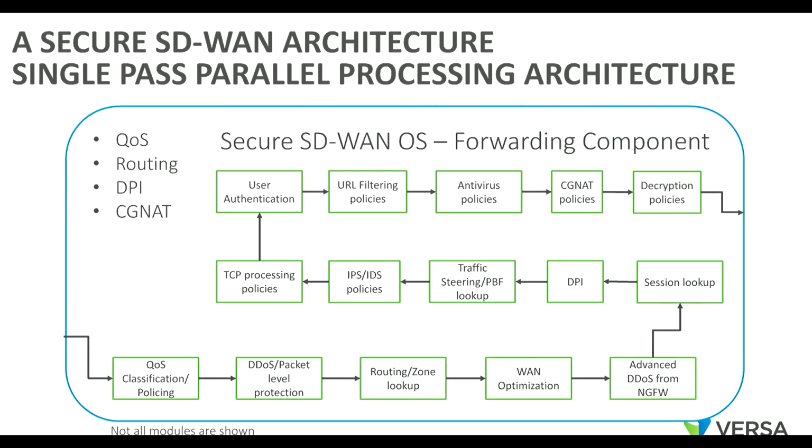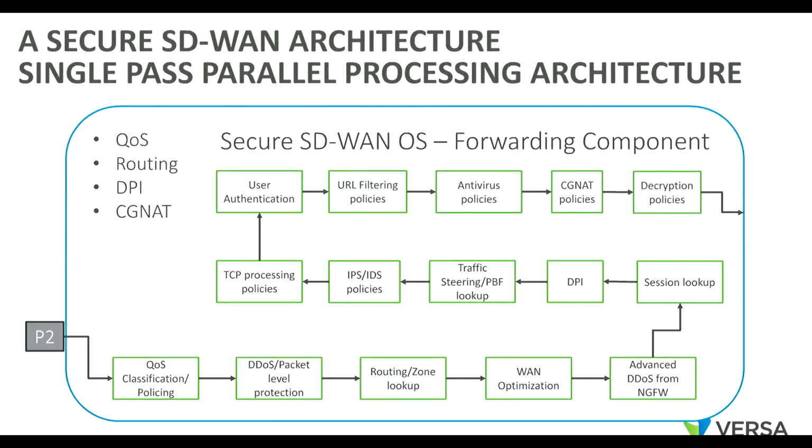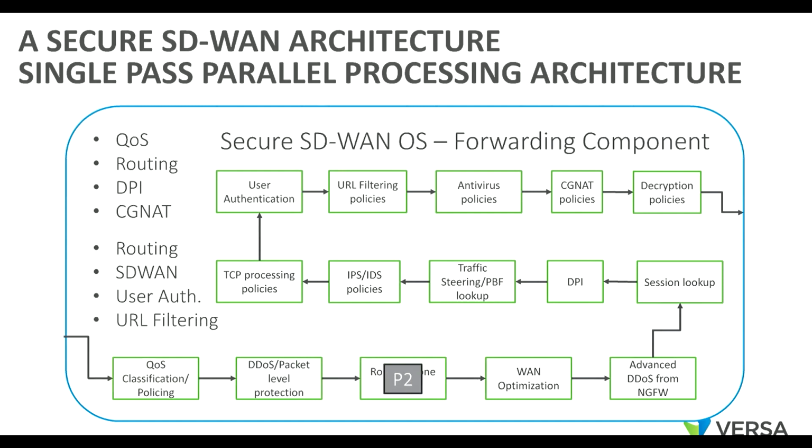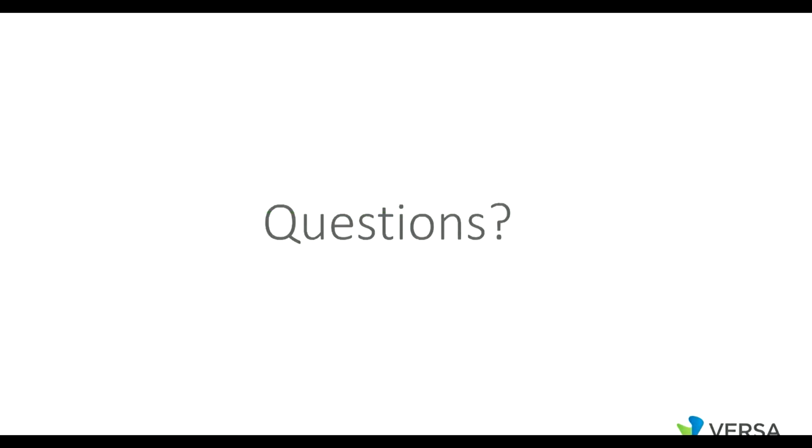Another flow comes up, and all it wants to do is routing, SD-WAN, user authentication, and URL filtering. Then only those modules are asked to work on the packet. So you can see, this is a very simplistic way of showing it, but clearly there are a lot of efficiencies we brought to achieve the highest performance you can get on a multi-core CPU with single pass parallel processing architecture, Mike. I think with that, I am done with my slides, Mike.